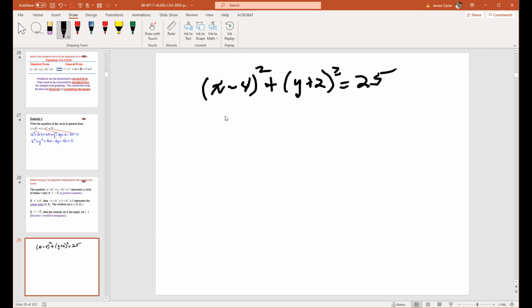This is just the opposite of what we were doing before. Well, here's my x value of the center, opposite of sign. So it would be positive 4.